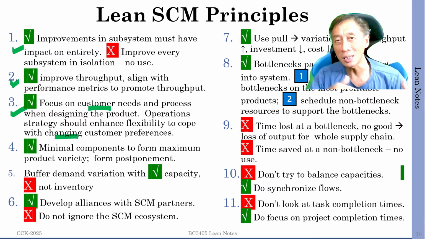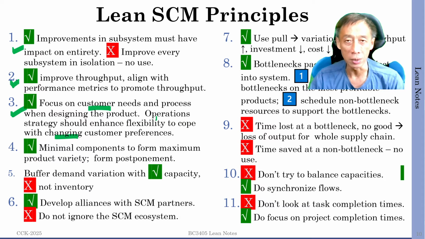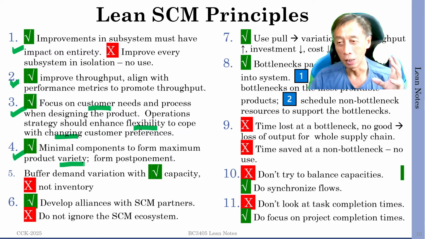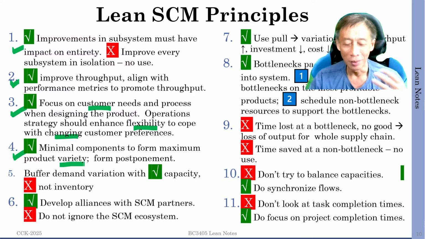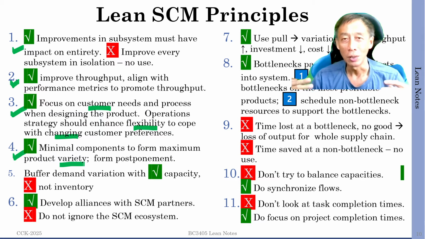Yeah. So all these are very in sync. And on the production side, on the operation side, it has to be able to keep that flexibility. Point number 4, minimal components to form maximum product variety. This is always the magic formula for businesses or productions who try to win but who compete based on variety. Buy me because I have many choices for you.